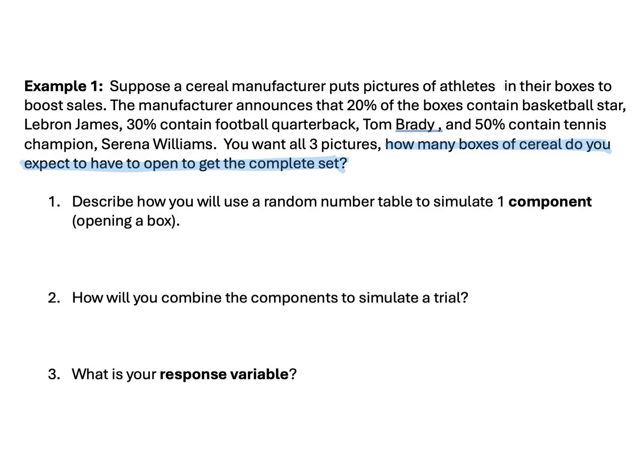That's like the building block of our simulation, which in our scenario is opening a box. One of the things I'm pointing out right now is that the percentages we're given, 20%, 50%, and 30%, are all multiples of 10. That's important because that tells me I can use single digit numbers because there are 10 digits from 0 to 9. So I need 20% of these numbers to represent LeBron James. So I can let 0 and 1 represent opening a box with LeBron in it.